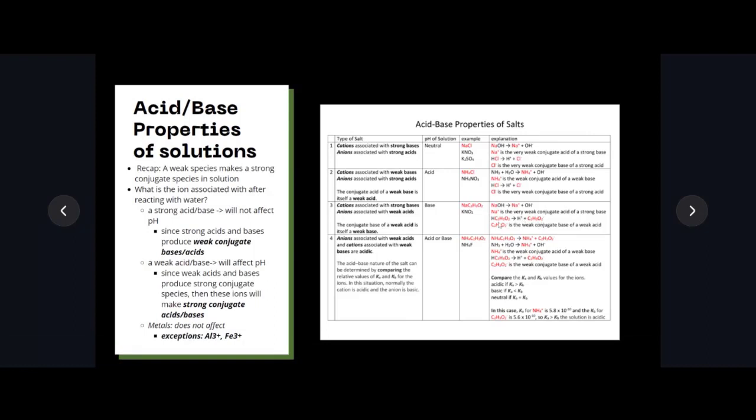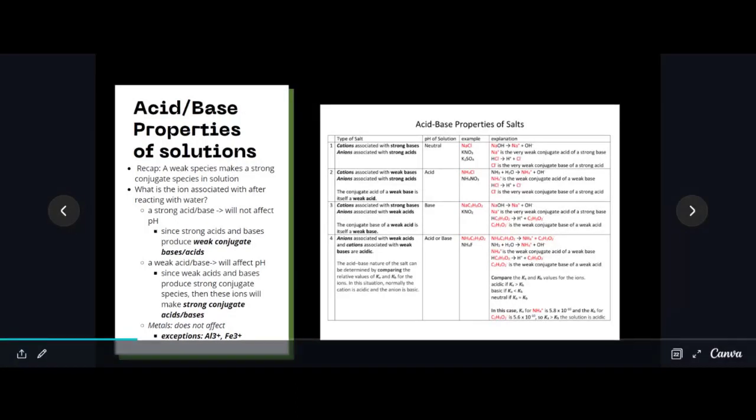Well, we had to deprotonate HC2H3O2, acetic acid, with water. When that happens, the acid loses the H, and what's left is a conjugate base. And we know that acetic acid is not one of the strong acids, right? So therefore, it's going to make a stronger conjugate base. So we can say that it's going to be basic.